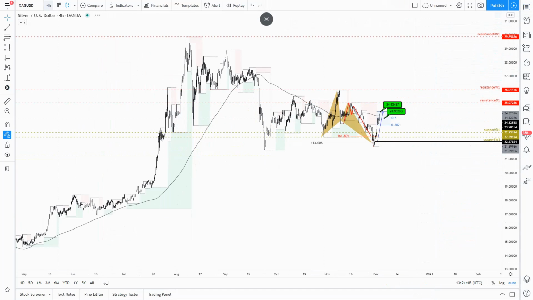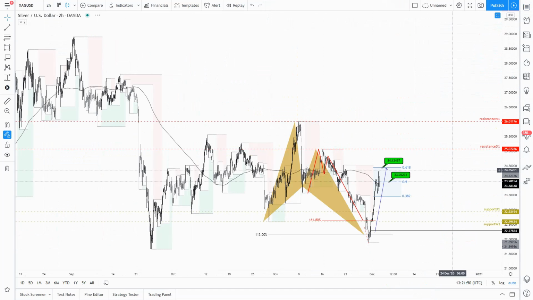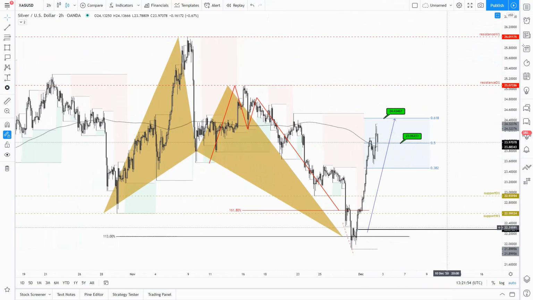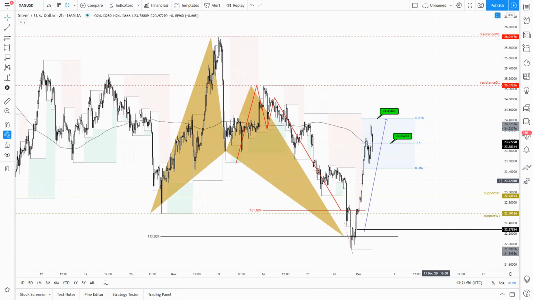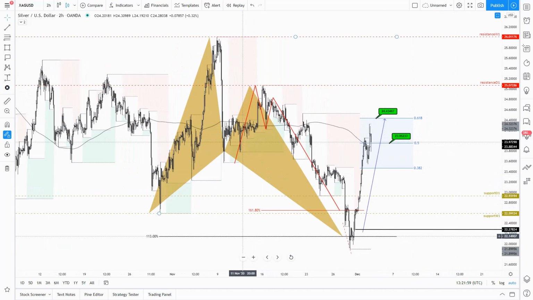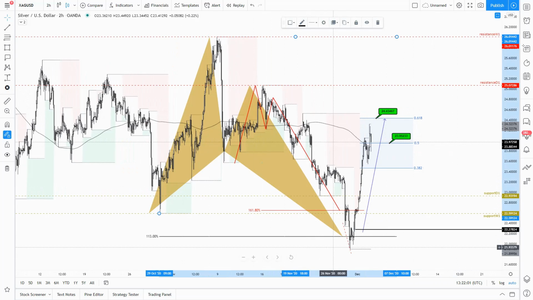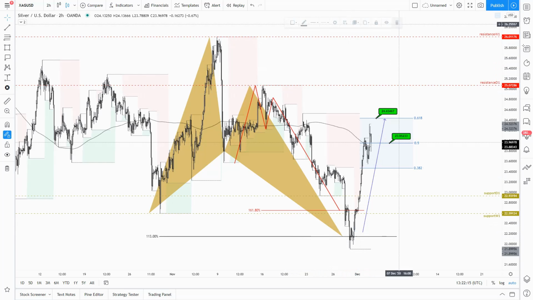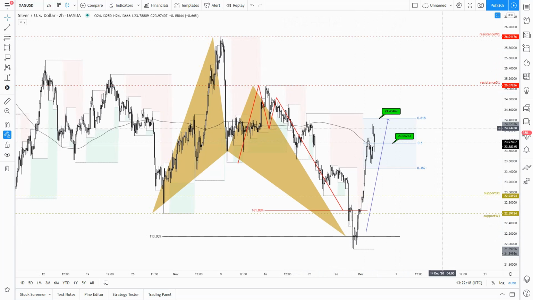Very similar with the silver, more aggressive than gold. I'm sorry, it has formed a bullish alt-bat pattern at the 113% Fibonacci extension level. As soon as the price started to react from this Fibonacci extension, I noticed that the price has printed the bullish bat pattern. So at some point I expected that reaction.